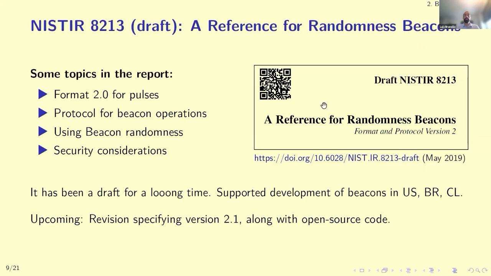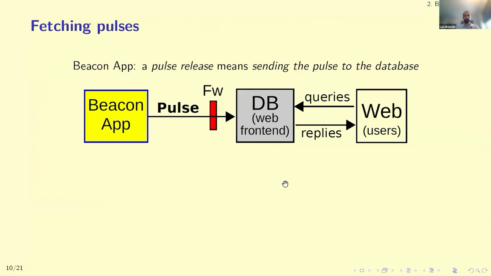Let me point out that this has been a draft for a very long time at this point. It has served the purpose of supporting the development of various beacons, such as the one in the US from NIST and also in Brazil and Chile. We do expect an upcoming revision that will actually specify version 2.1, so it will introduce a few improvements along with the open source code.